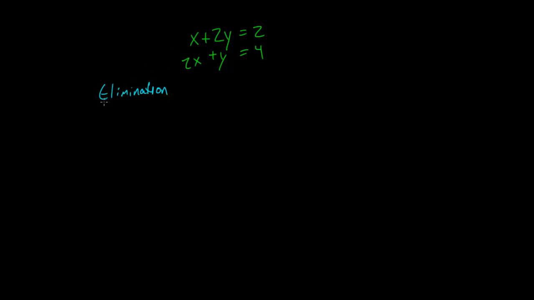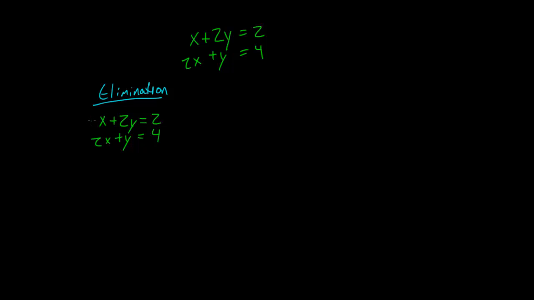All right. So we're going to eliminate one of these two variables. I'm going to rewrite here. I'm going to say x plus 2y equals 2, 2x plus y equals 4. Whenever we're going to do elimination, we're going to add these two together.